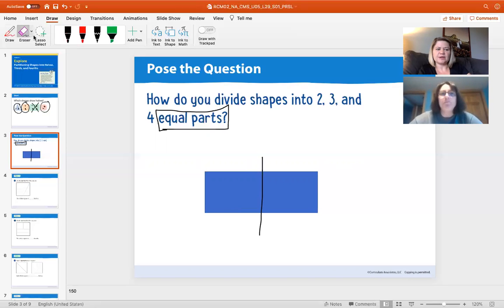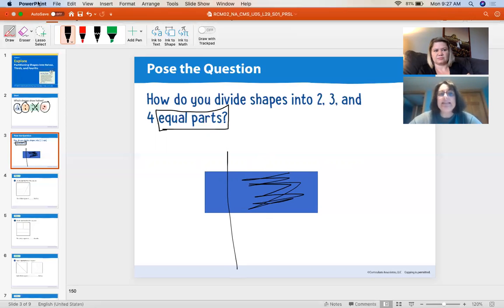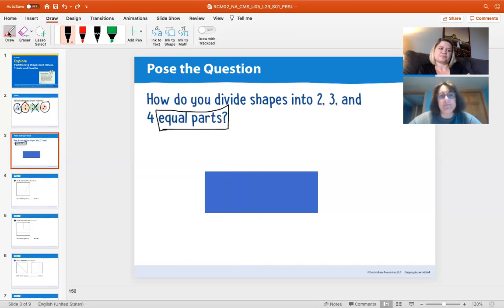So now I'm going to show you something. I'm going to cut this rectangle into 2 parts. Is that cut in half? Well, you cut it into 2 parts, but it's not cut in half because if I would fold that, look how much more space the one side has versus the other side. So that doesn't work. So it has to be equal.